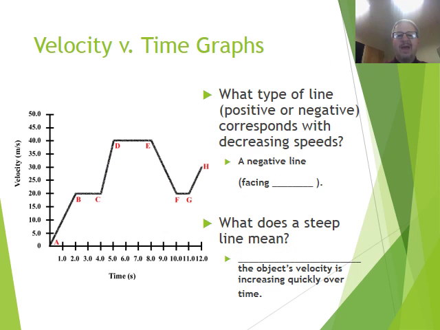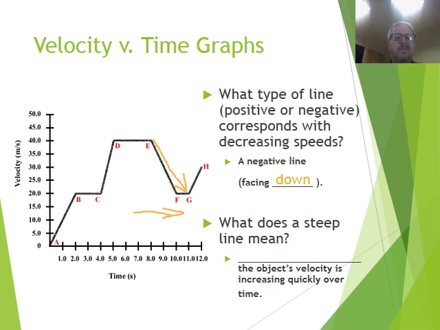So now we actually talk about that specifically. So what type of line, is it positive or negative, corresponds with decreasing speeds? Well, it has to be a negative line, as I mentioned, and it has to be facing down. So again, E to F is our line segment that goes down as you move through time. And so that one is our decreasing or decelerating line segment. So basically from the period of 8 seconds to 10 seconds, that object is slowing down.